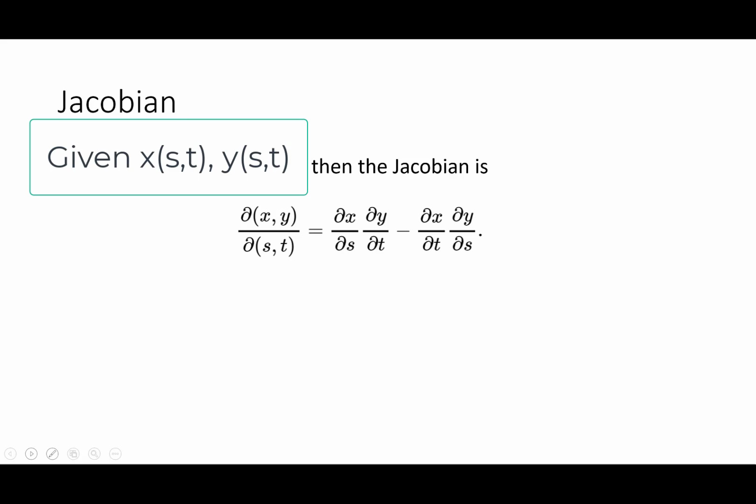The quantity we saw, dx ds, dy dt minus dx dt, dy ds, this thing right here has another name, which we call the Jacobian. Given our change of variables, we define the Jacobian, which we write as delta xy over delta st. It's basically that cross product, although we're going to see a different interpretation of this soon.